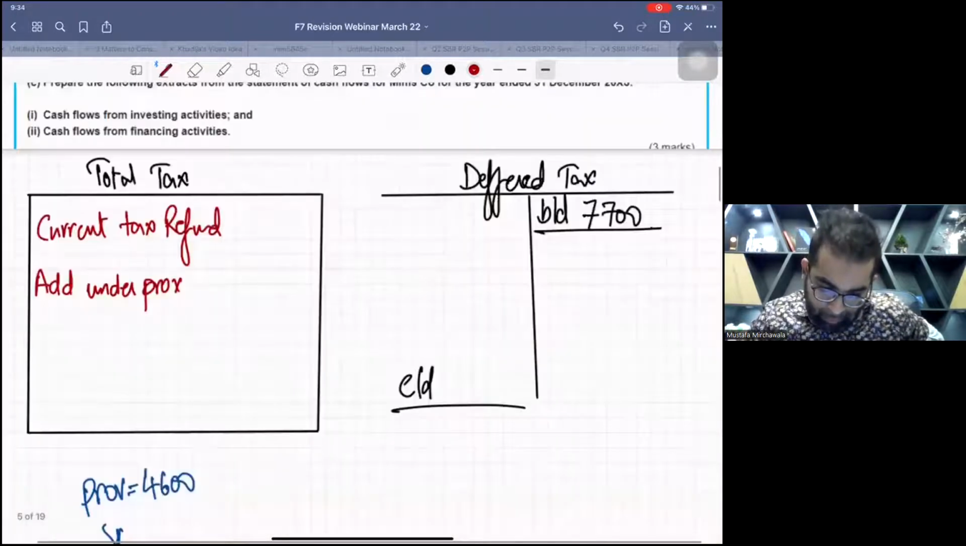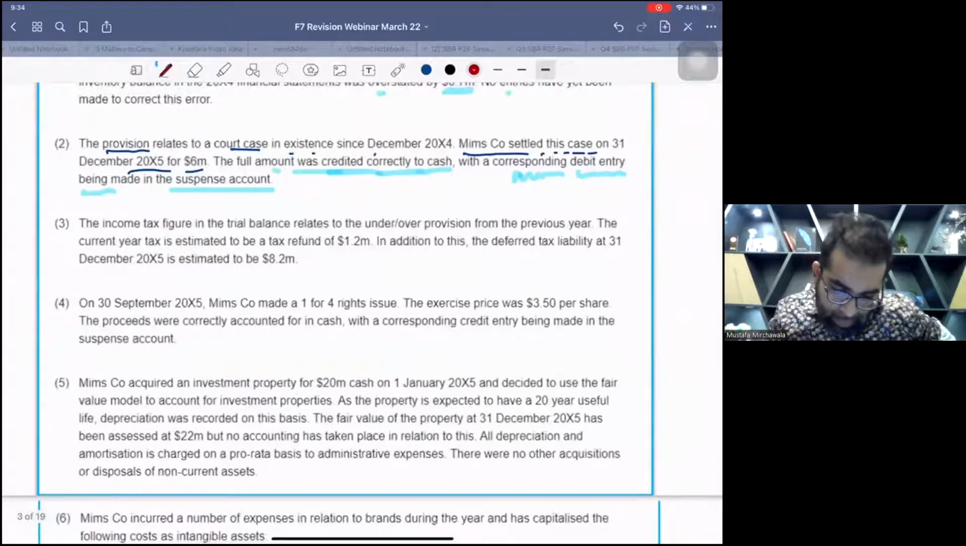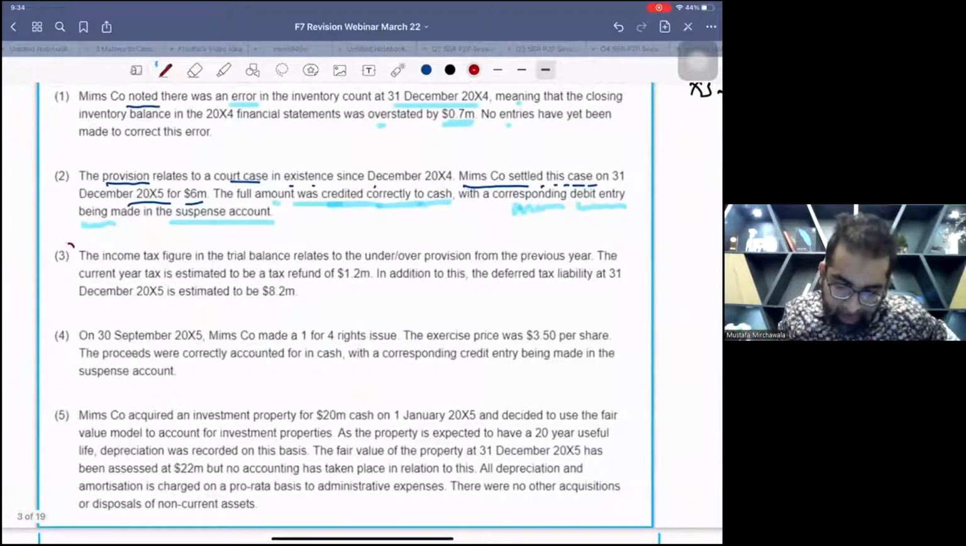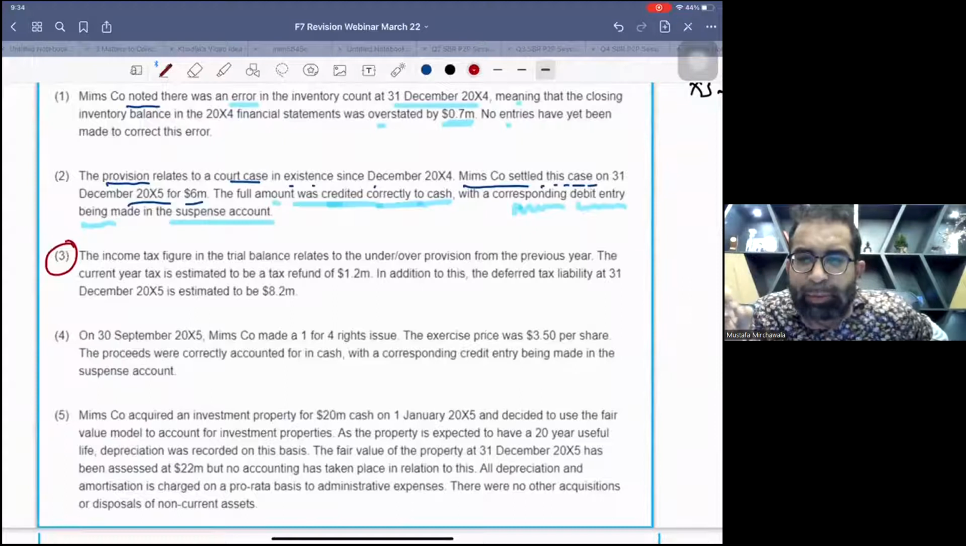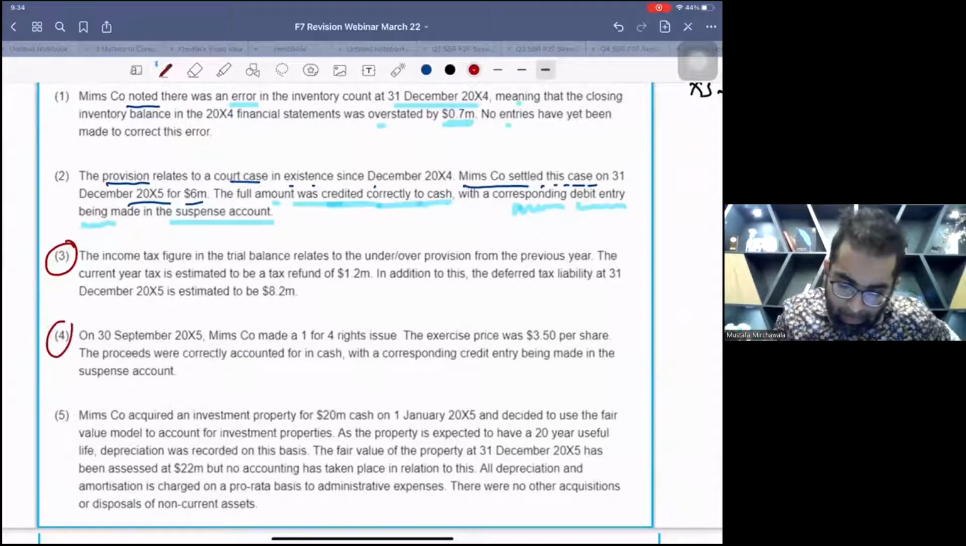Okay, now one more thing. I know there is a tax adjustment, but I am just ignoring the tax adjustment for the time being, so that let's finish the suspense account thing first, then go to point number three. I'm doing point number four.